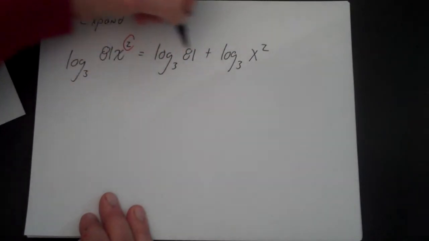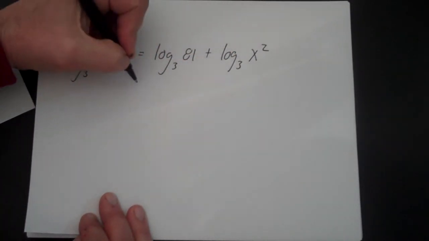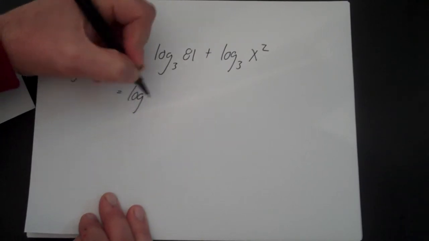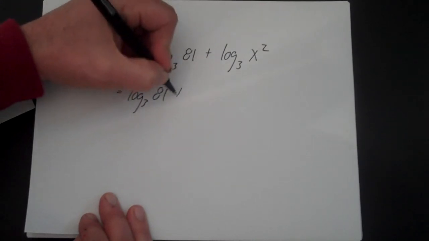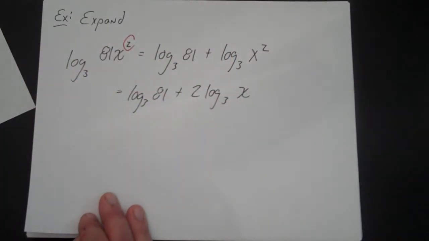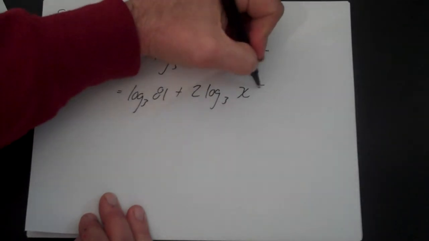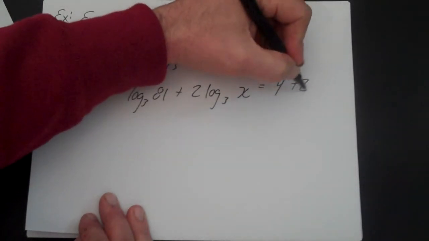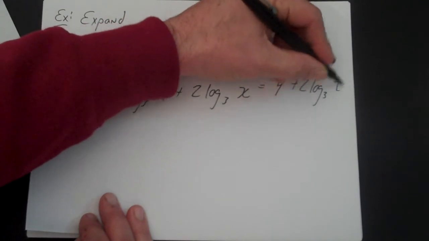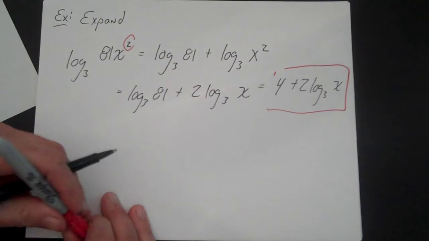So now we have multiplication is like addition. So now we have powers. Powers is like multiplication. So we have log base 3 of 81 plus 2 log base 3 of x. And in this case we can actually simplify it because log base 3 of 81 is simply 4. And your final answer would be 4 plus 2 log base 3 of x. And there's an example of expanding.